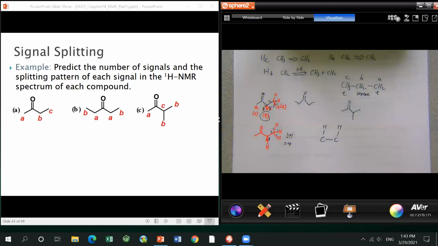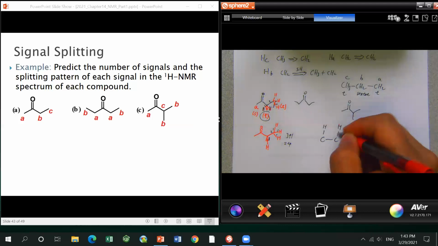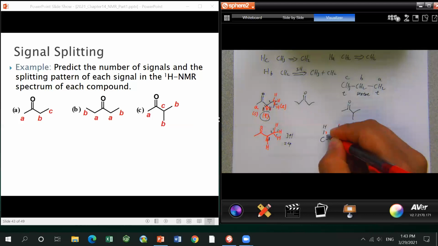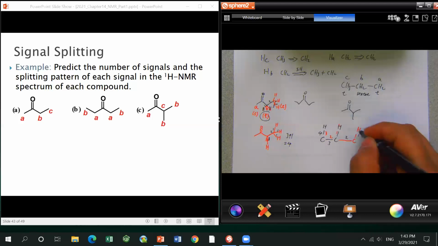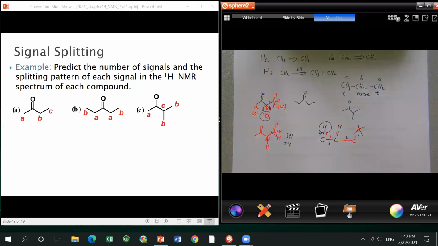Only three bonds: 1, 2, 3. That's the consensus. If you have more than three bonds, say 1, 2, 3, 4, four bonds away, this one cannot sense that proton. So only two or three bonds away, then you can count it. More than that, you cannot count it. It's easily confusing.